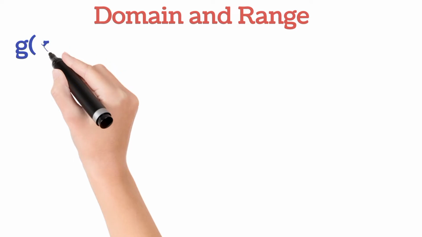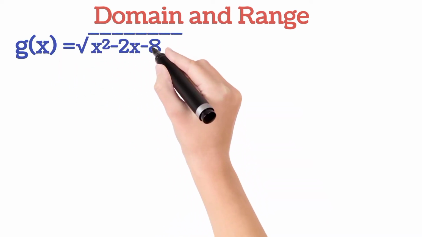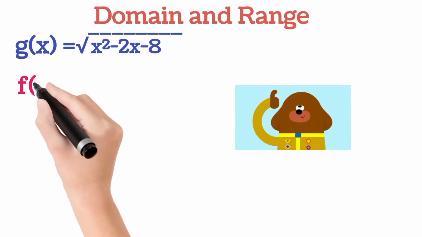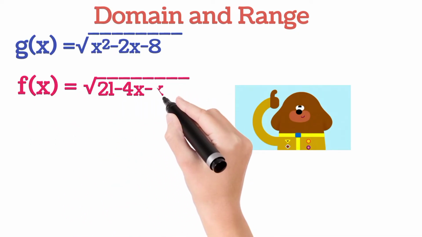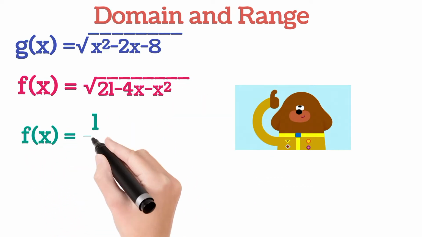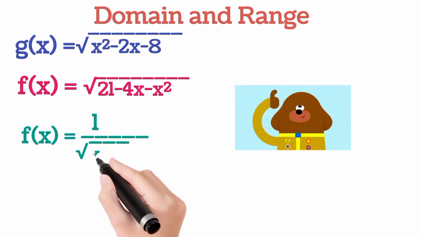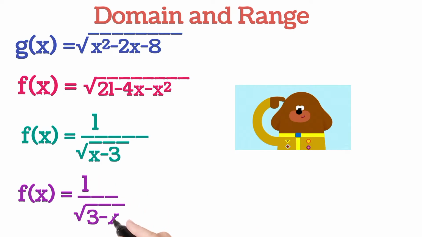Today we are going to find out the range and domain of the following questions. Number 1 is g(x) = square root of x² − 2x − 8. Second is f(x) = square root of 21 − 4x − x². Third is f(x) = 1 divided by square root of x − 3. And the last one is f(x) = 1 divided by square root of 3 − x. So let's see how to solve these questions.